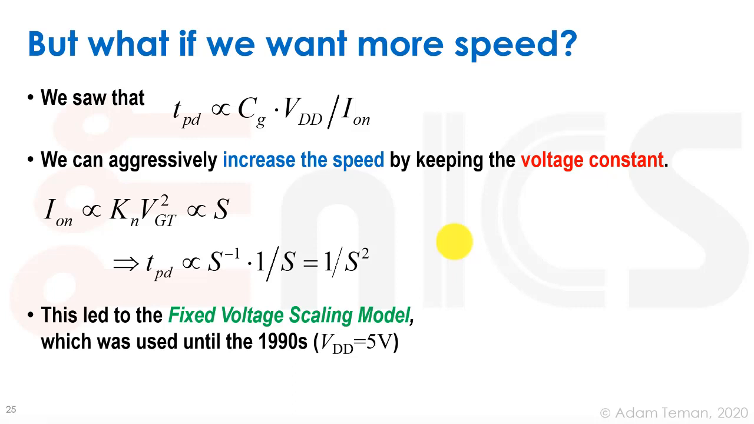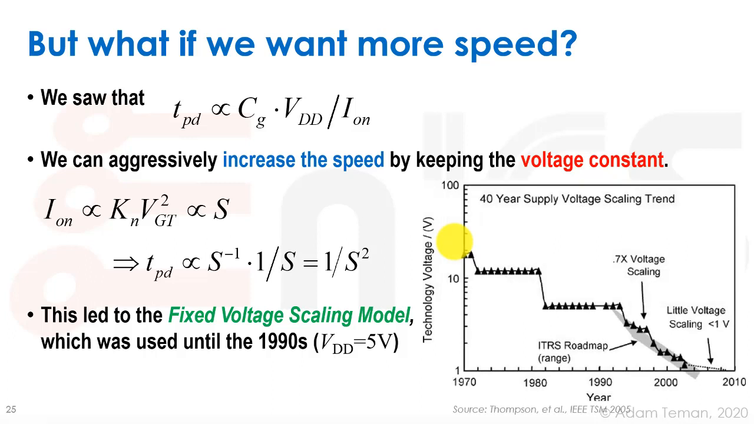And this led to the fixed voltage scaling model, which was used until the 90s. In other words, we tried to keep our voltages constant at somewhere around 5 volts. And you can see here that the technology voltage stayed pretty constant over many different technology generations. However, at some point, it started going down.